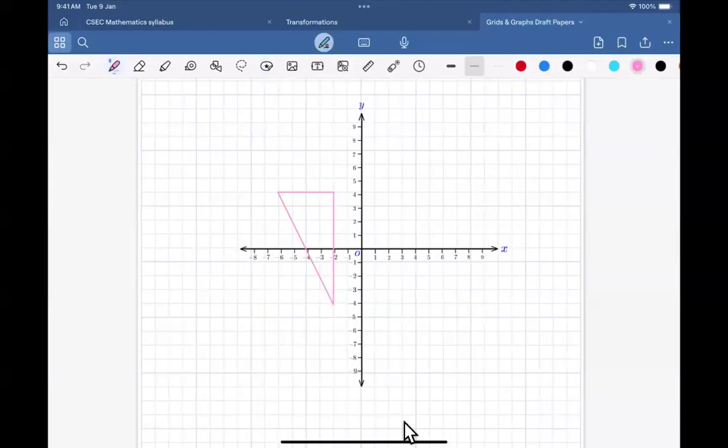But the main thing about a reflection is that it's a mirror, right?